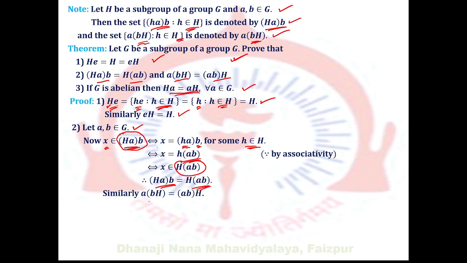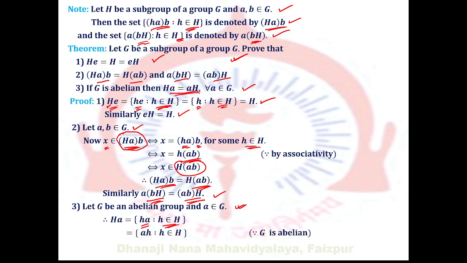Similarly, we can show A into BH is equal to ABH. Again, use that associative law to show A into BH is equal to AB into H. Then third one, let G is abelian group, means your operation is commutative and A belongs to G. So G is abelian and A belongs to G. Therefore, HA is equal to set of all hA such that h belongs to capital H, but given group is abelian. So hA we can write it as Ah. So this is equal to set of all Ah such that h belongs to capital H, because G is abelian group. परंतु Ah म्हणजे काय? It is set of all A into capital H. So thus here we get HA is equal to AH.